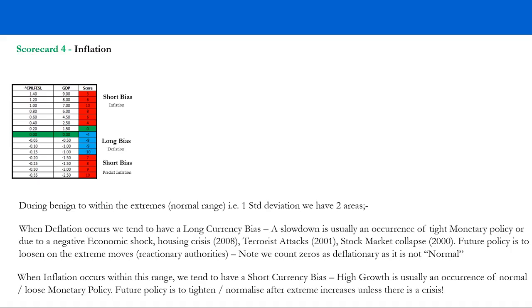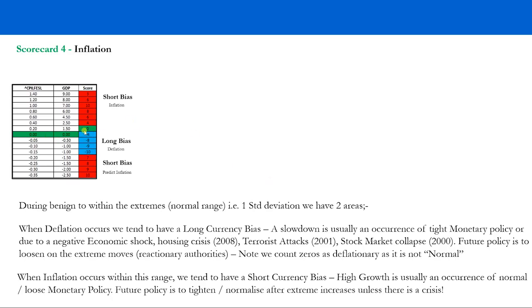And future policy, if deflation gets out of control, is to loosen on the extreme moves. So, for example, when we go out of the bound of minus 0.15% and start to get to these numbers, it's pretty extreme in terms of deflation when compared to history. And we're starting to get indications of negative GDP of below minus 1%. These are the extreme cases in which we know that the Fed is going to act and do whatever it takes. So again, just note how this works on the scale.